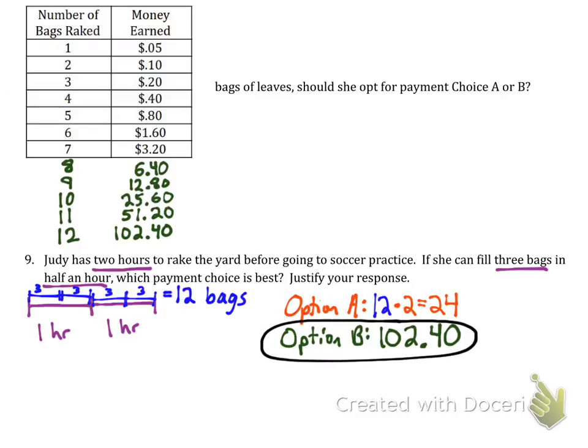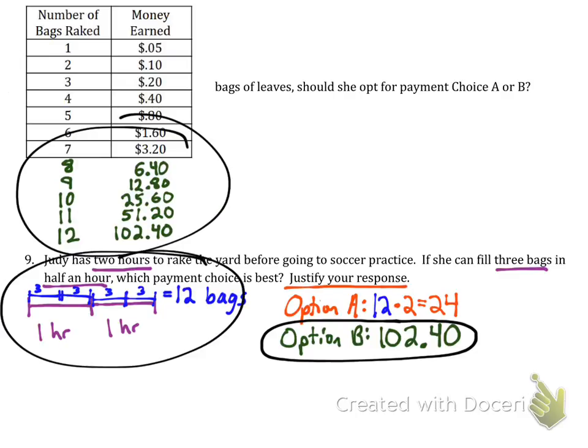Now, I said here, justify your response. Here's the justification. I filled out the rest of the table, I explained where I got the 12 from, and I even did my math here. That is how you can justify choosing option B.